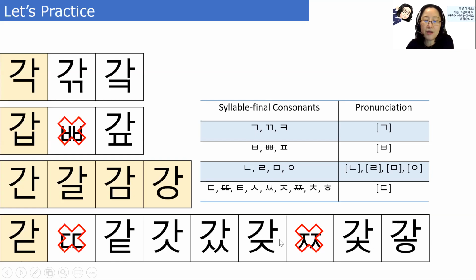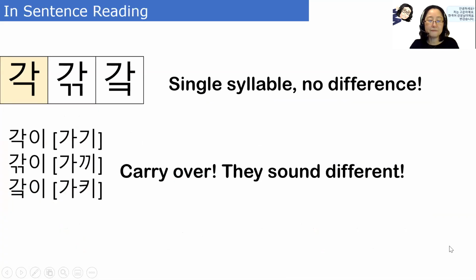So you may wonder, how can you then distinguish those spelling differences in context, right? So next. As a single syllable, there's no sound difference for those three syllables, but in sentence reading, it's different. Sentences have multiple syllables, and words have multiple syllables, and if the final consonant is followed by the zero consonant, meaning no initial consonant sound in the next syllable, then you can carry this ending sound to the next. You don't read them separately. If it is one word, then you read it together.